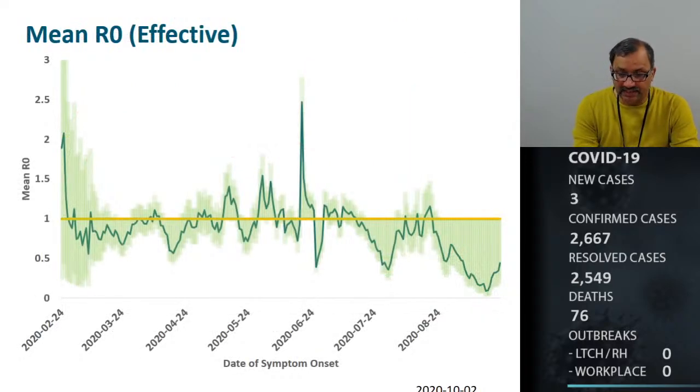The most recent estimated mean R0 is 0.44. When the R0 is less than 1, every infection causes less than 1 new infection, signaling a decrease in virus activity in the region. If the R0 is greater than 1, then each existing infection is causing more than 1 new case. That means there's ongoing transmission happening in the community. Currently, our most recent estimated mean R0 with all these measures in place is 0.44.